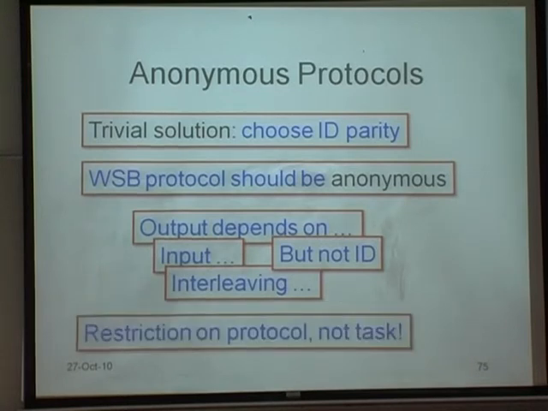And this is a restriction on the protocol, not the task. The task makes perfect sense even if you're allowed to cheat. But we're saying we're not willing to accept any solution to the task that says, well, if my ID is a prime number, then do this.